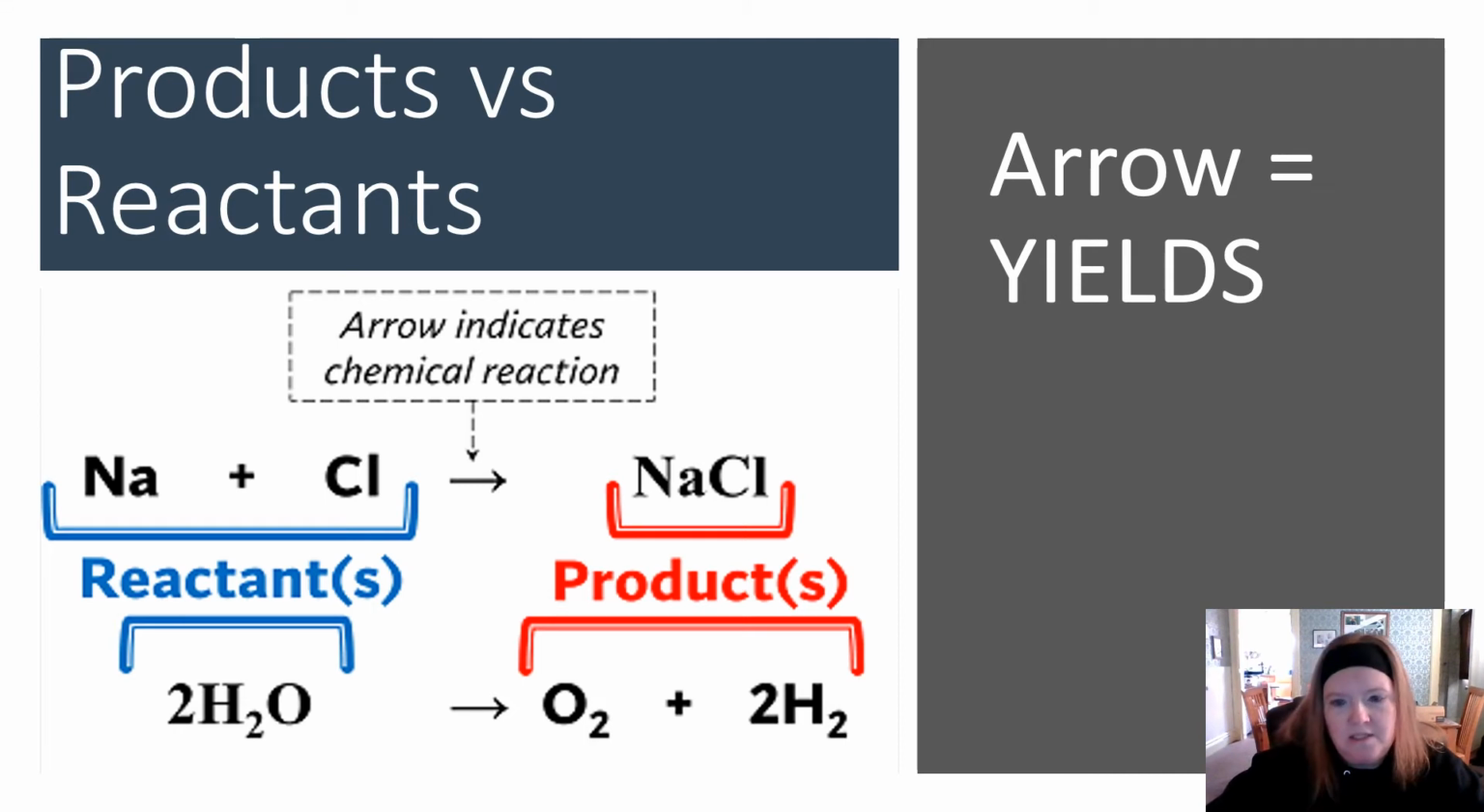Products versus reactants. We say the arrow as yield. So this would be sodium plus chlorine yields sodium chloride. 2 water yields oxygen and 2 hydrogen.